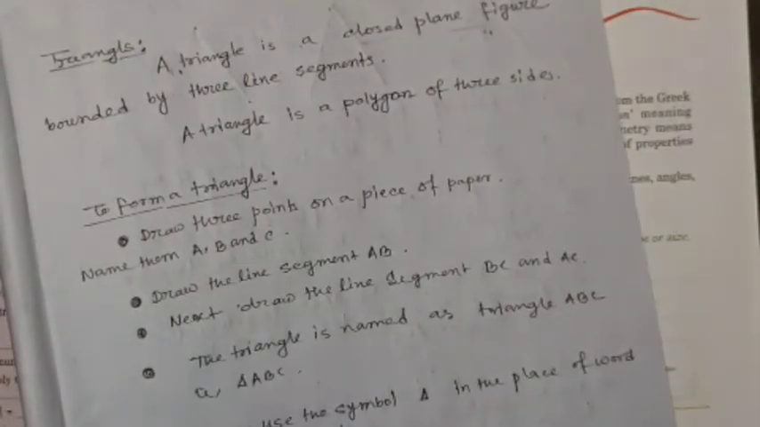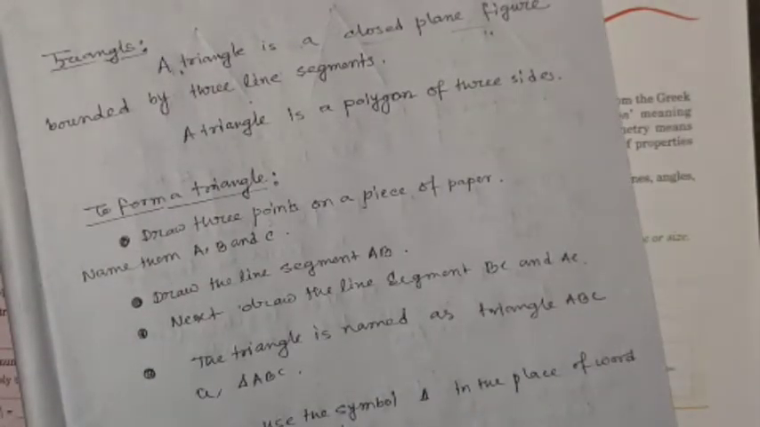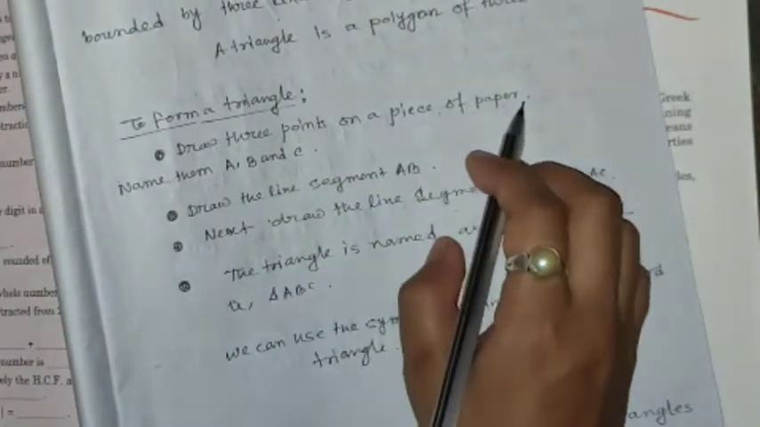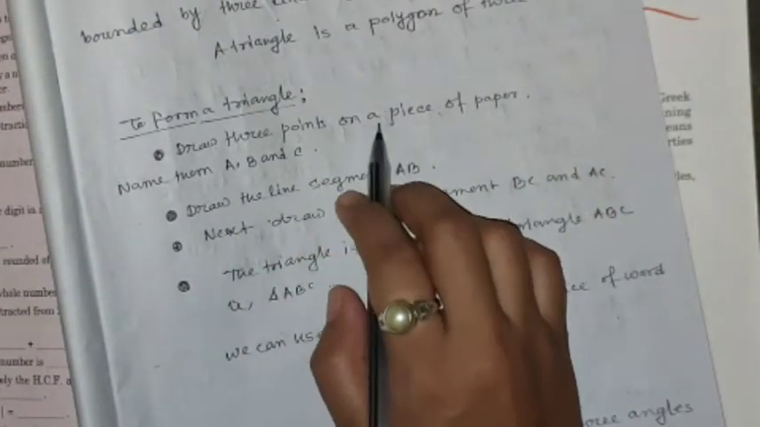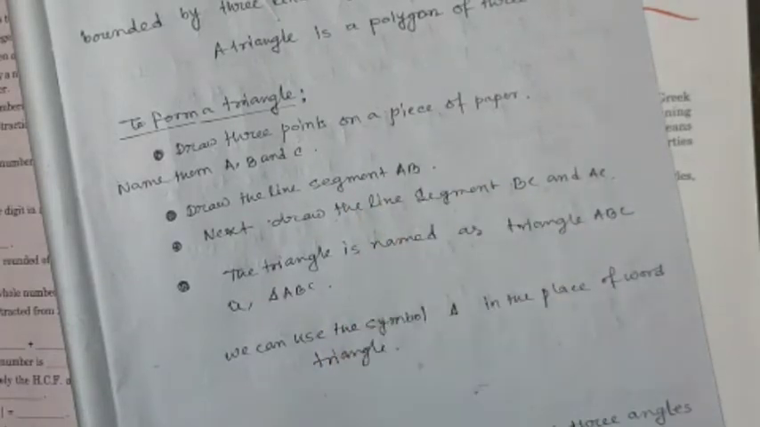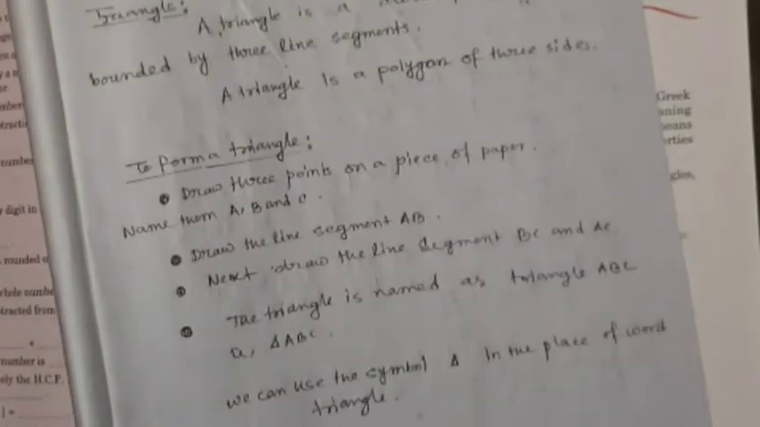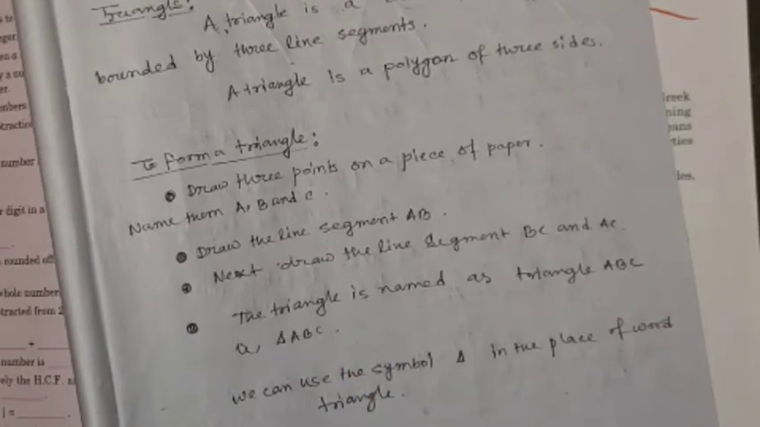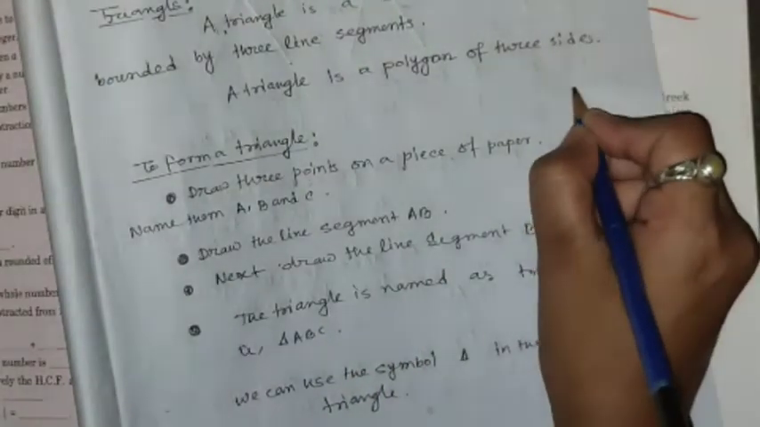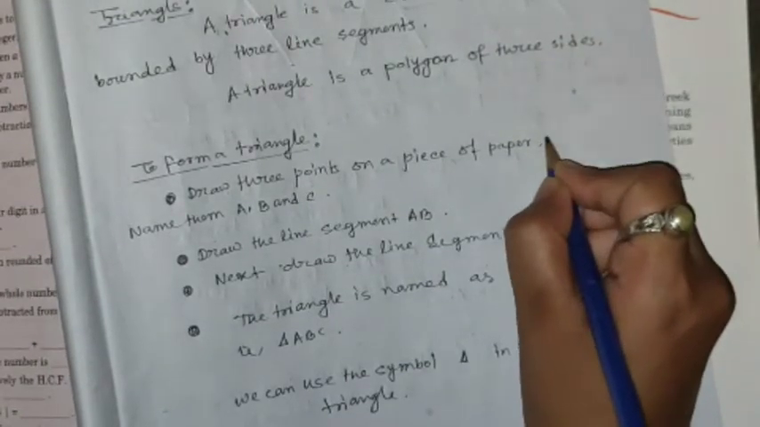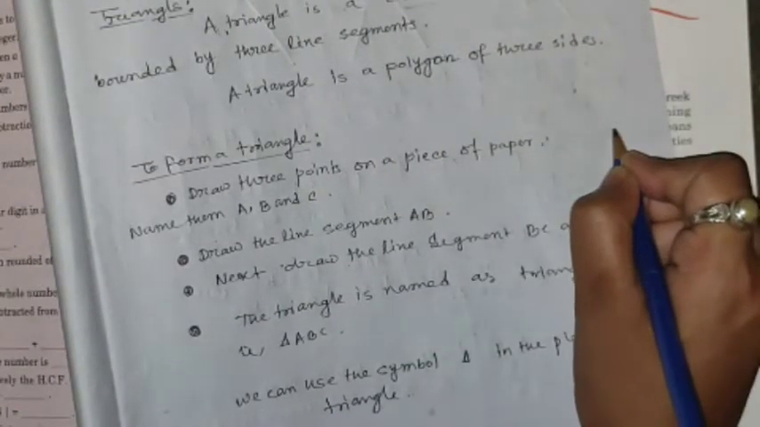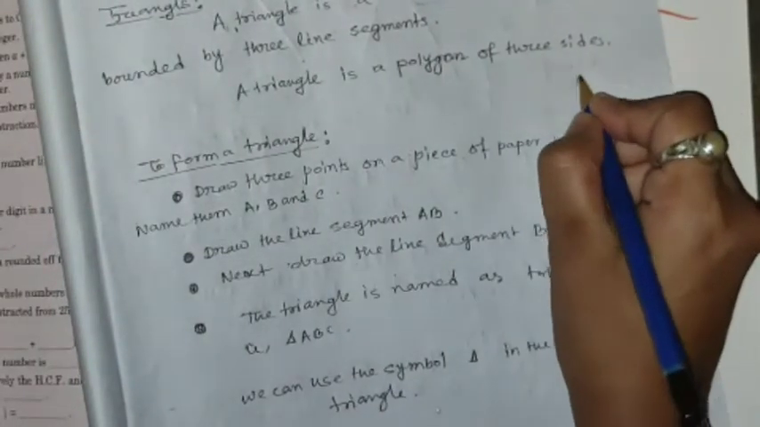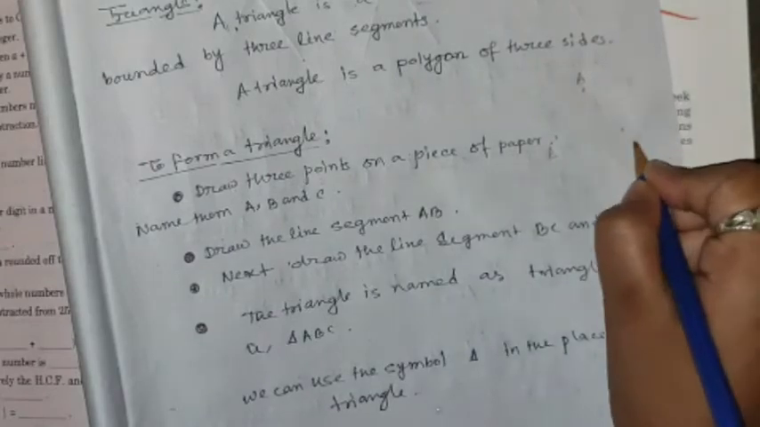So to form a triangle, how can you form a triangle? Draw 3 points on a piece of paper. For drawing a triangle, first of all, we need to put 3 points on the piece of paper. 1 point, 2 point, 3 point. And now we need to name these points: point A, point B and point C.